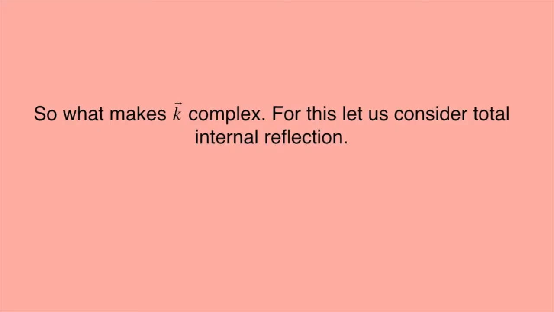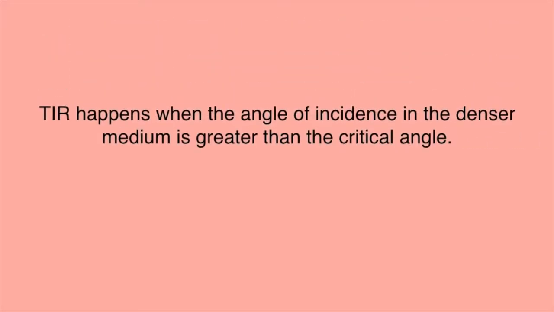So, what makes k complex? For this, let us consider total internal reflection. What is TIR? TIR happens when the angle of incidence in the denser medium is greater than the critical angle. We must have been taught in class 11th and 12th that when TIR happens, there is no wave propagating in the refracted side, right? In the rarer medium, that is. But that is not true.